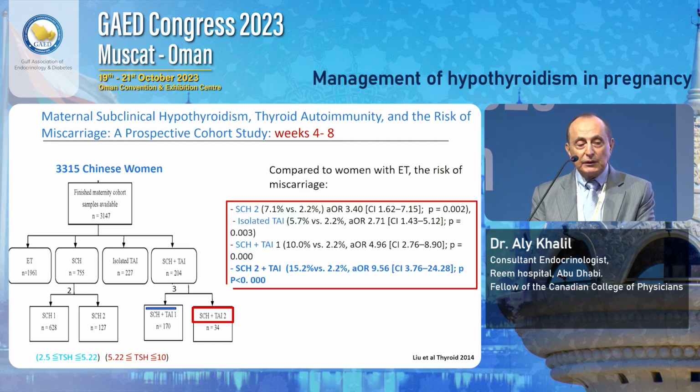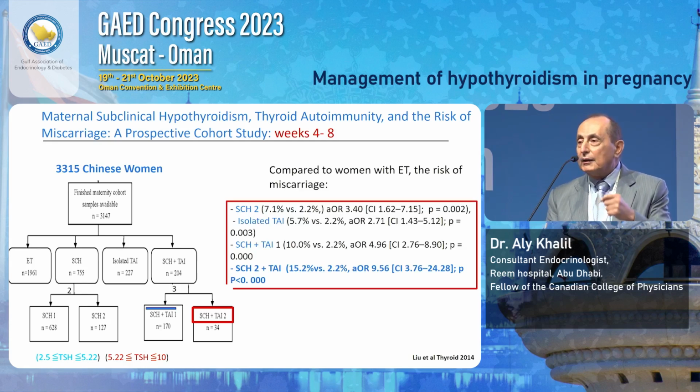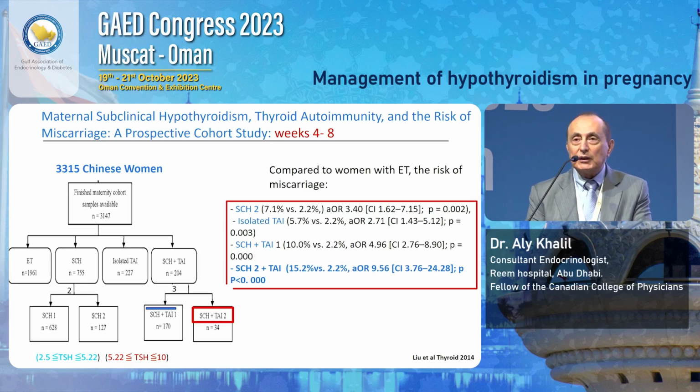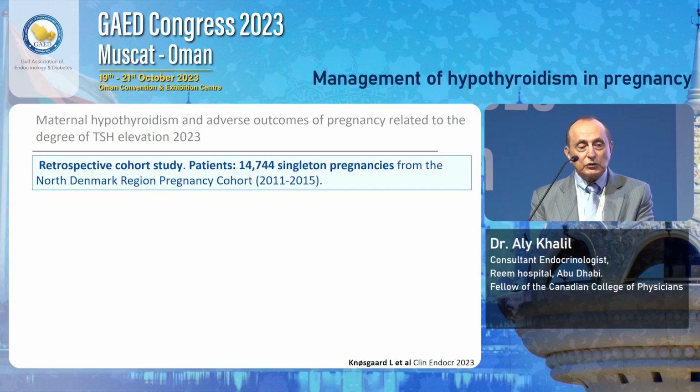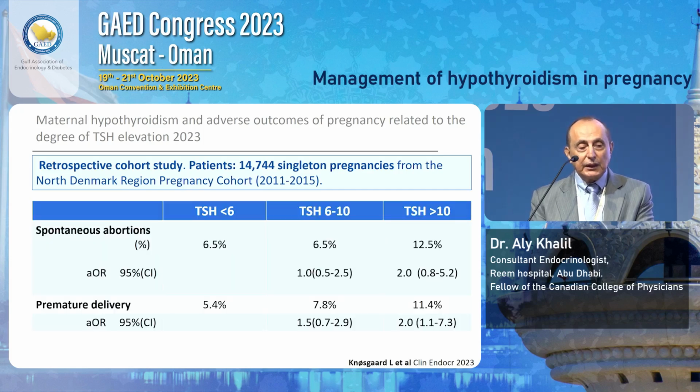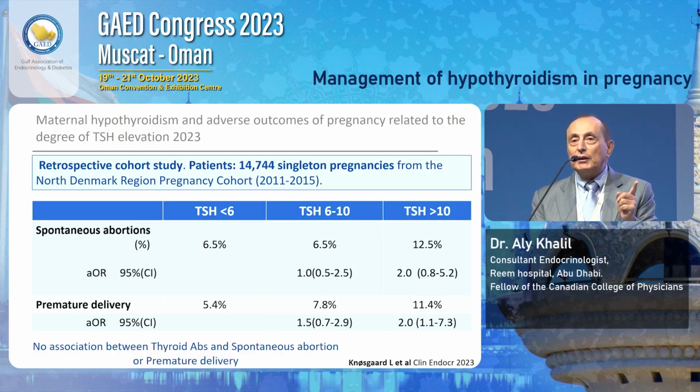And the result, again, was that the highest odds ratio for adverse pregnancy outcome was in those who had elevated TSH and positive antibodies. So the coexistence of both seems to be very influential as far as pregnancy outcome. This again was confirmed in another retrospective cohort study. And actually there, they felt that the upper limit, because it was just recently published and might have some influence on the upcoming guidelines, they took TSH 6 as the upper limit, not 4. But again, they found no association between thyroid antibodies and spontaneous abortion or premature delivery.